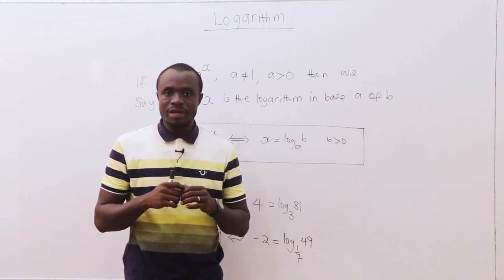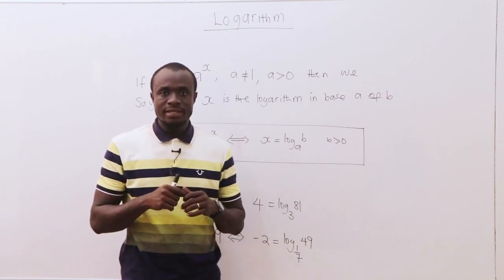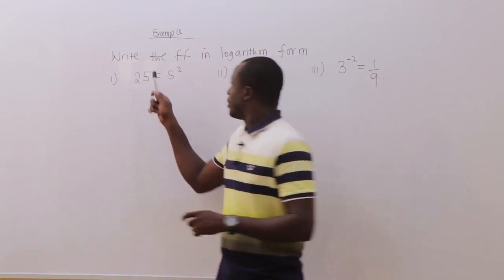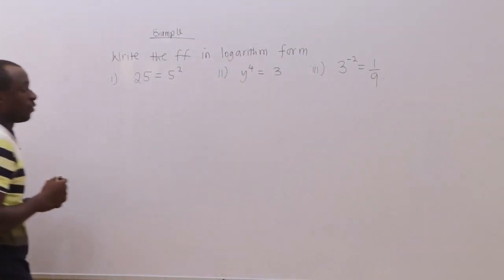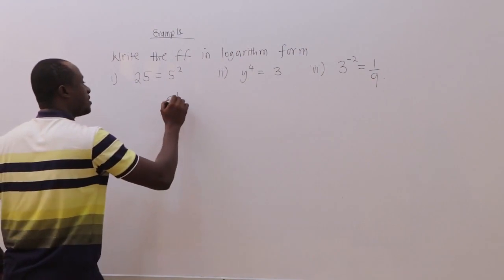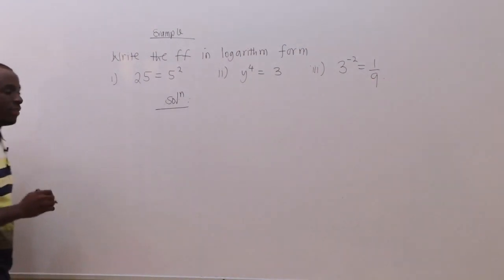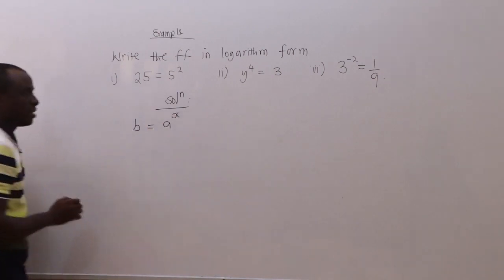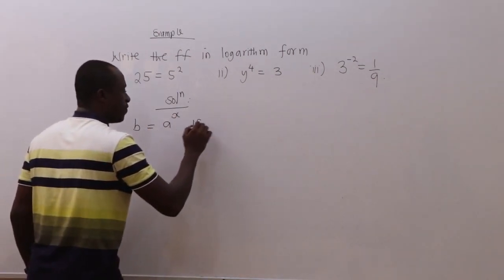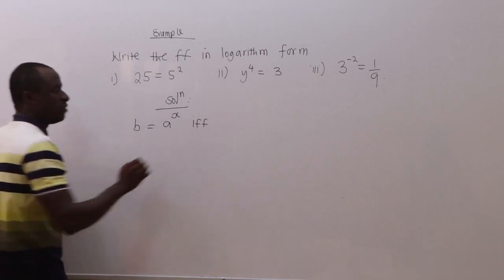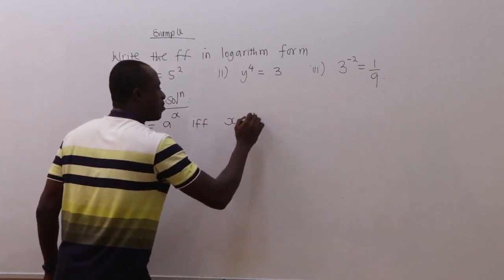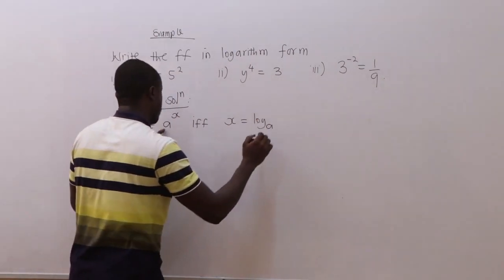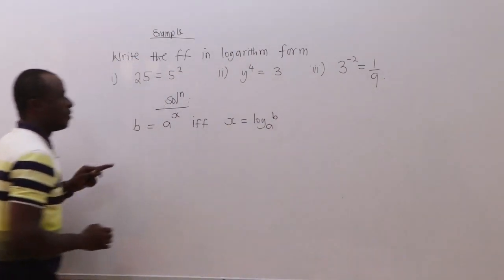Let's consider the following examples for better understanding. Now let's consider this example. Write the following in logarithm form. Now, what is the definition of logarithm? We know that if b is equal to a to the power x, this if and only if x is equal to log. Now, what is the base? The base is a, of b.